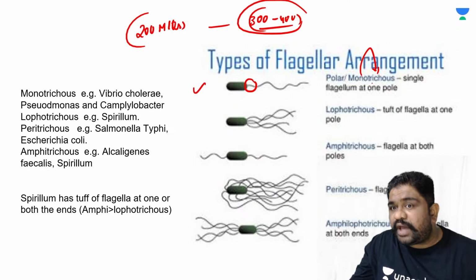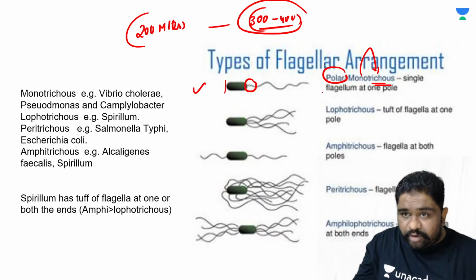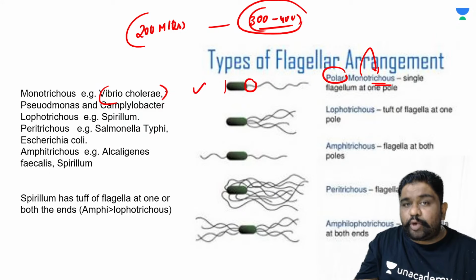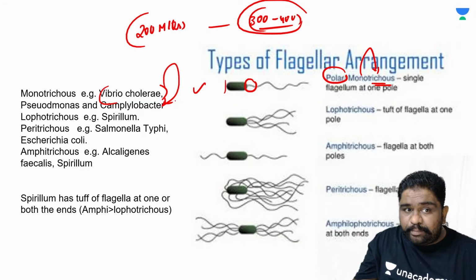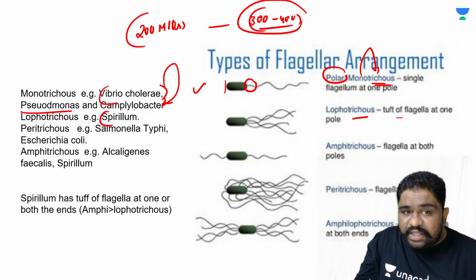Monotrichous: mono is the word applicable for trichous, and polar is the word applicable for the direction of the side. The best example of a polar or monotrichous organism is Vibrio cholerae. Who is the cousin sister of Vibrio cholerae who behaves and acts like Vibrio? It is Campylobacter. Who else? Pseudomonas. Now look at Lophotrichous, a tuft of flagella at one pole. The next example can be Spirillum.